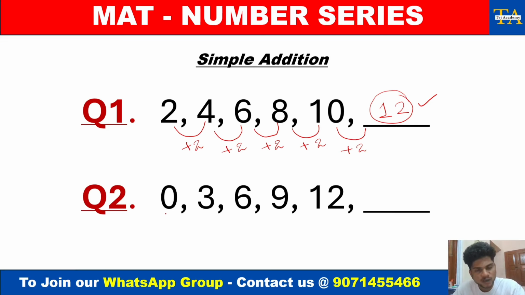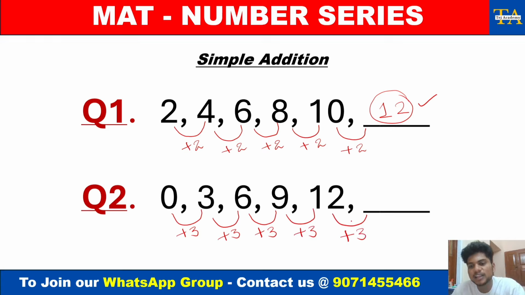Okay, so now let us see the second question. Here it is: 0, 3, 6, 9, 12. So 0 plus 3 is equal to 3, and 3 plus 3 is equal to 6, and 6 plus 3 equal to 9, 9 plus 3 equal to 12. So the next one is 12 plus 3 is equal to 15. Okay, this is our answer.